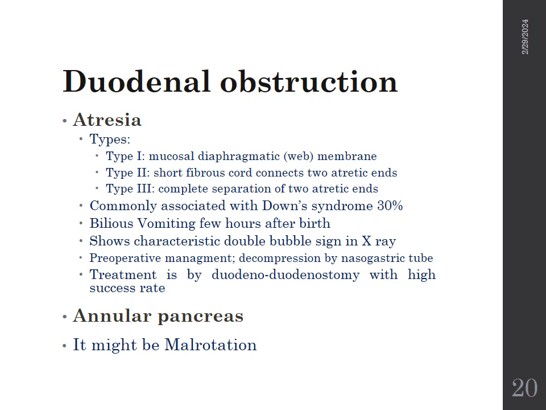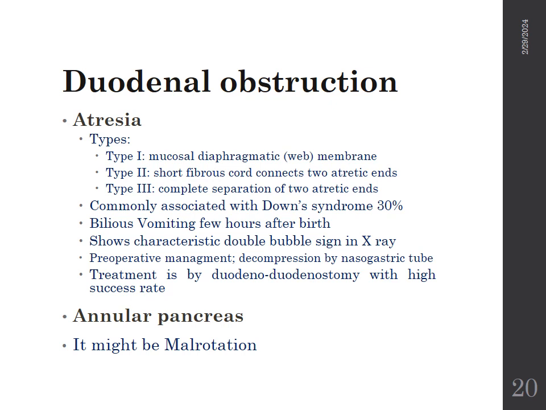The treatment is by duodenostomy with a very high success rate. The prognosis is very good. There is a pathology called annular pancreas, and this may lead to a form of duodenal obstruction that may be mixed up with duodenal atresia.